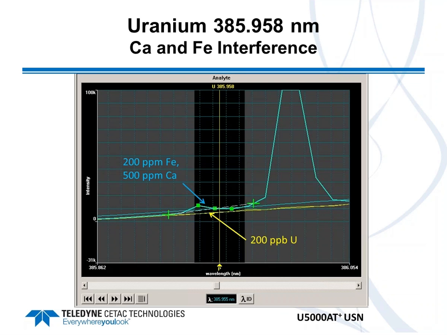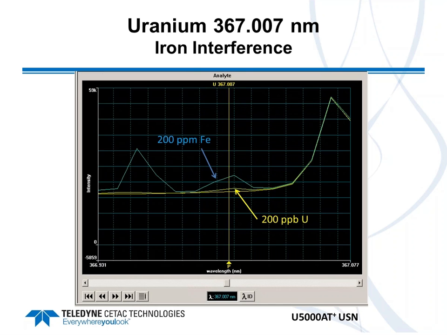So first, again, looking in order of the uranium wavelengths that are available. First, we looked at the 385 nanometer wavelength, and after parsing through single element standards of iron and calcium, we did notice some interference there at 385. Of note, we didn't really notice that much signal from the 200 ppb uranium standard. We then looked at the next wavelength in intensity, uranium-367, and we did notice a very distinct iron interference at that wavelength. There we did see measurable uranium at 200 ppb.